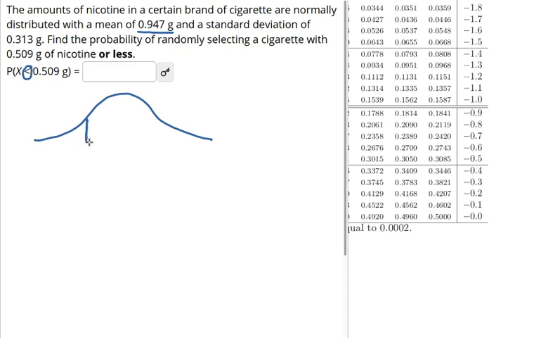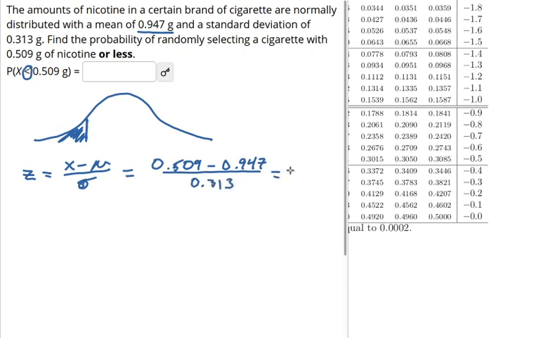First, I'm going to show you how to do this with the normal distribution table. To do that, I need to convert this 0.509 to a z-score. So z is given by x minus the mean all over the standard deviation. I'm going to plug in the x that I'm trying to find the probability to the left of, plug in the mean, and then plug in the standard deviation.